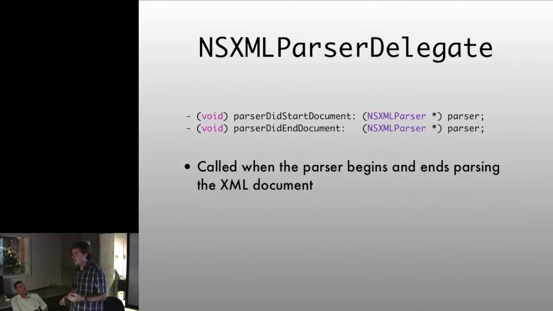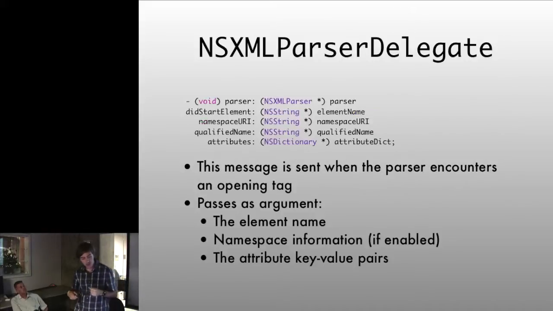So two really obvious events: the parser starts the document, and the parser ends the document. You can use this to set up any variables you need to keep track of the state that you're parsing out of the XML, and close those down when you're done. Now, most of these methods are kind of annoyingly long, but there's parser:didStartElement:namespaceURI:qualifiedName:attributes:. Again, we'll go through these a little bit.